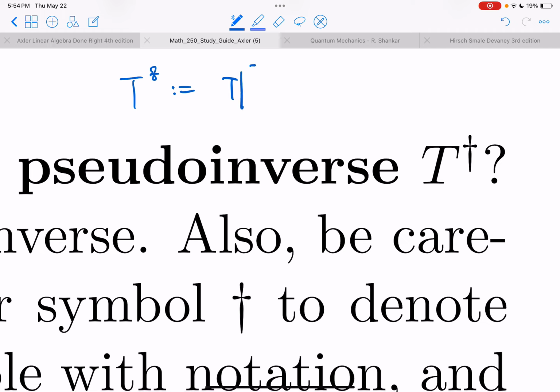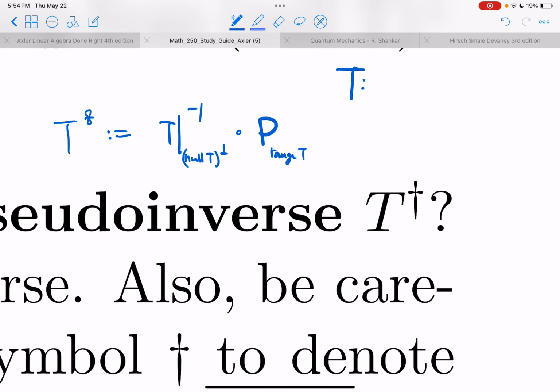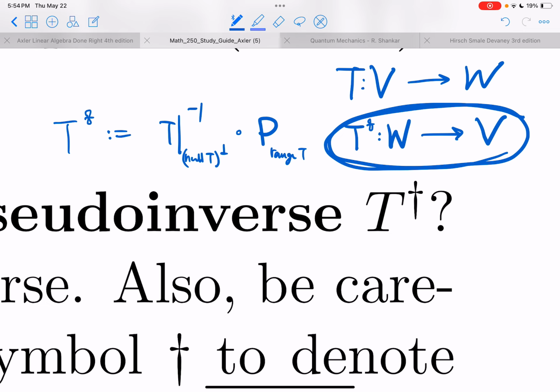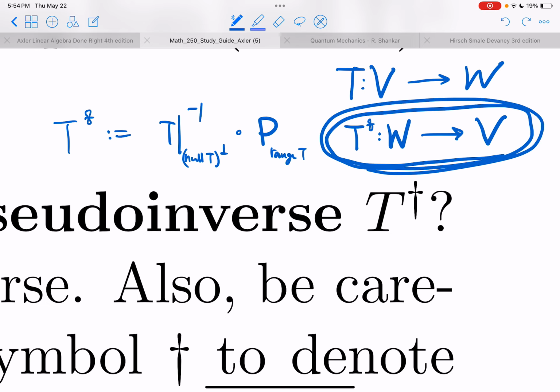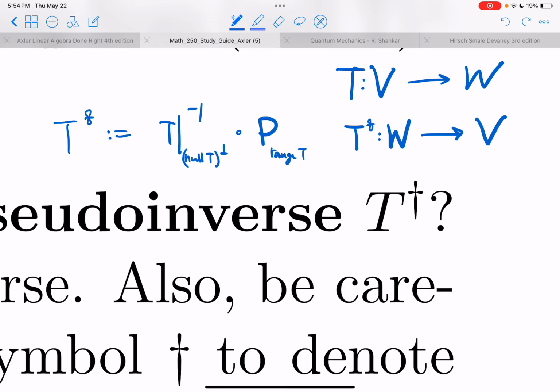Well, it's definitely going to use the inverse of t when restricted to the null t perp. But first, it's going to do the orthogonal projection onto the range of t. In other words, remember, t goes from capital V to capital W, and t dagger is going to go from capital W to V. So it's not going to invert t, because t might not be invertible at all, but it will be the best. It's a pseudo-inverse, okay?